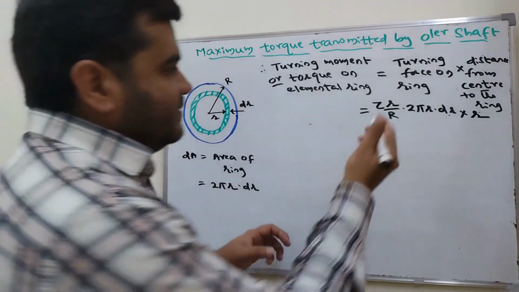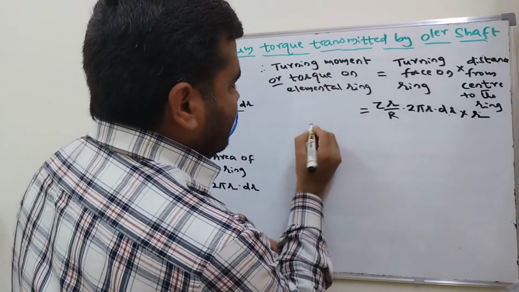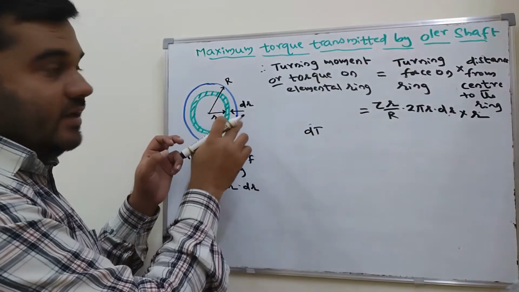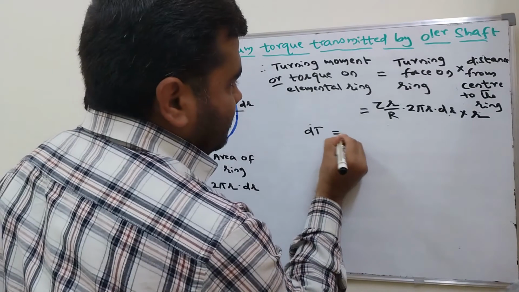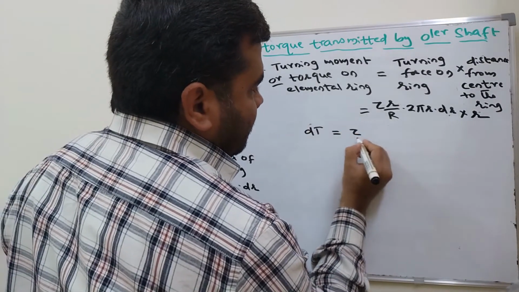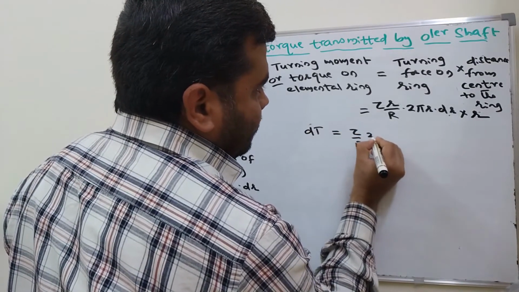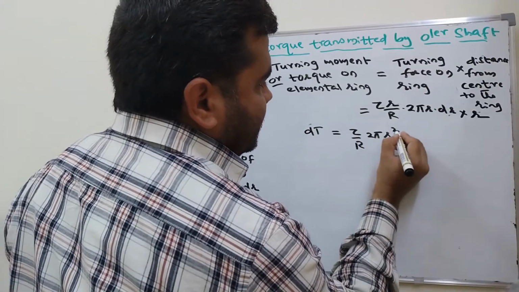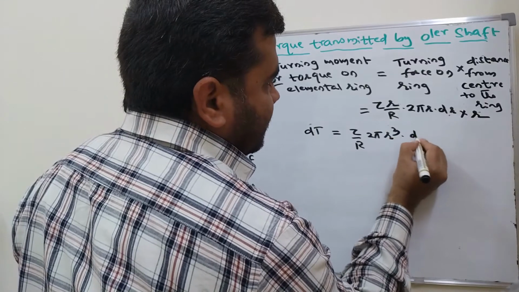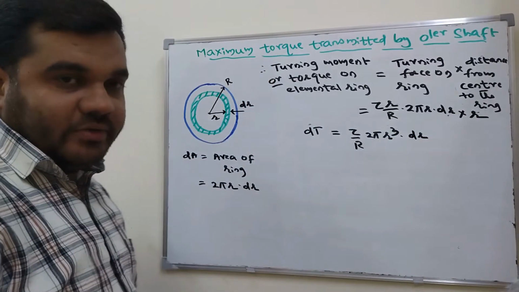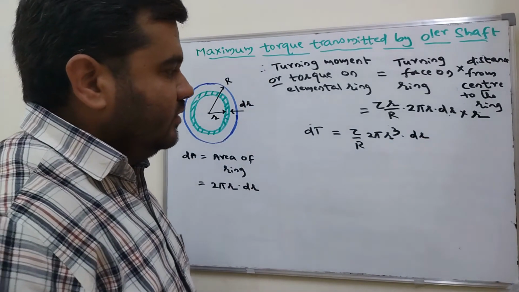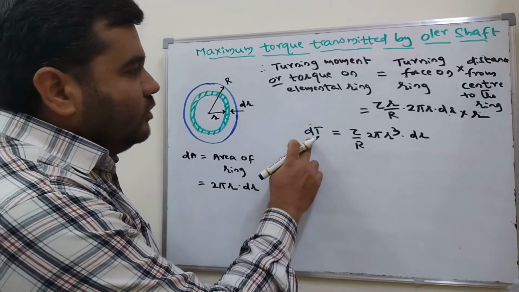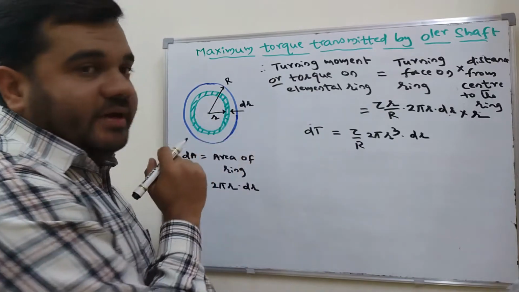So now simplify this, that is the turning moment. I'll write torque dT, because this is the small torque acting on the elemental ring, dT. This will be equal to tau by R, 2 pi r square times r, that is r cube into dr. So this is the torque acting on the element.